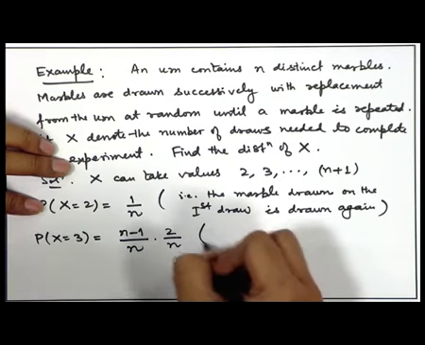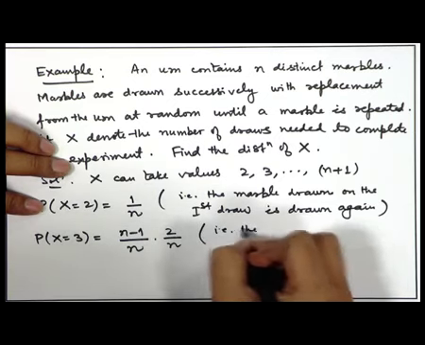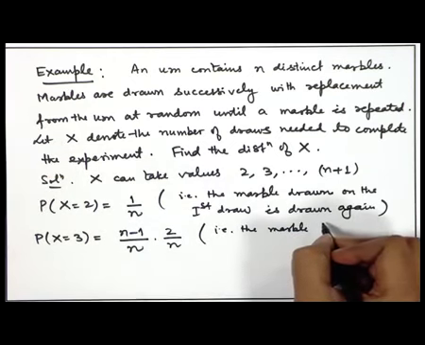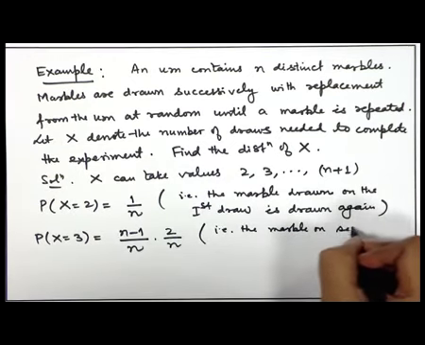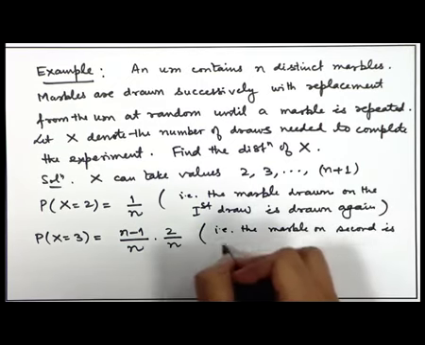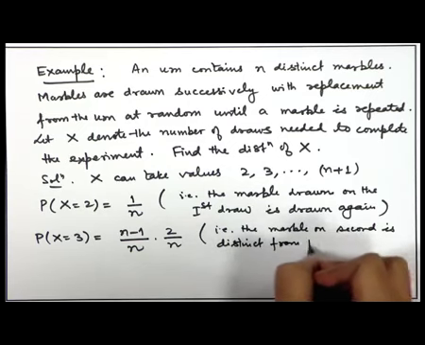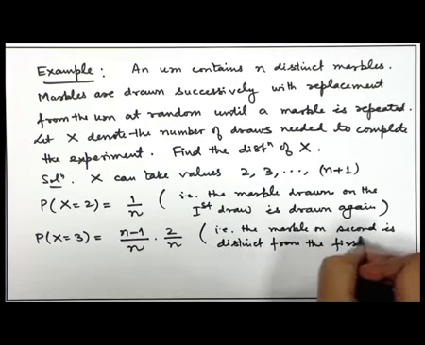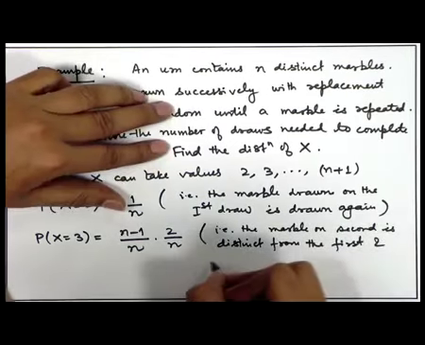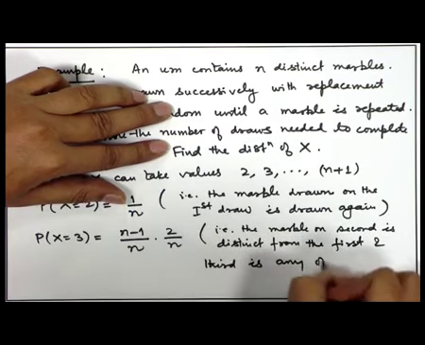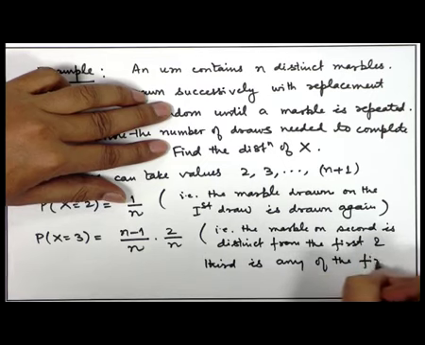So, we can say that the marble on second is distinct from the first, and third is any of the first two.